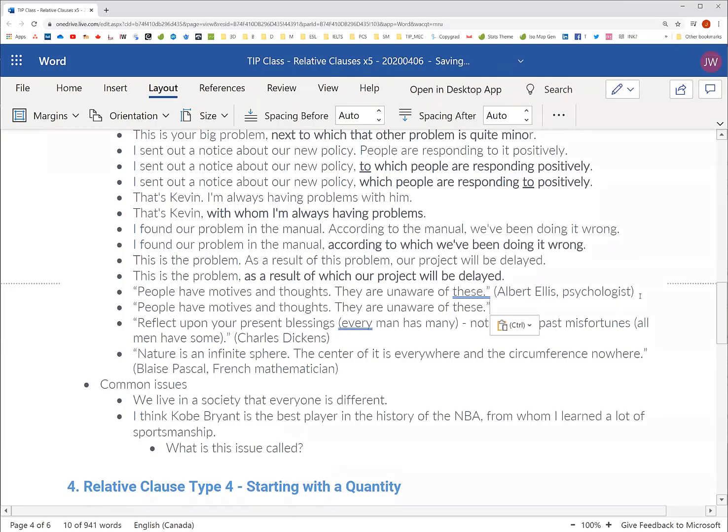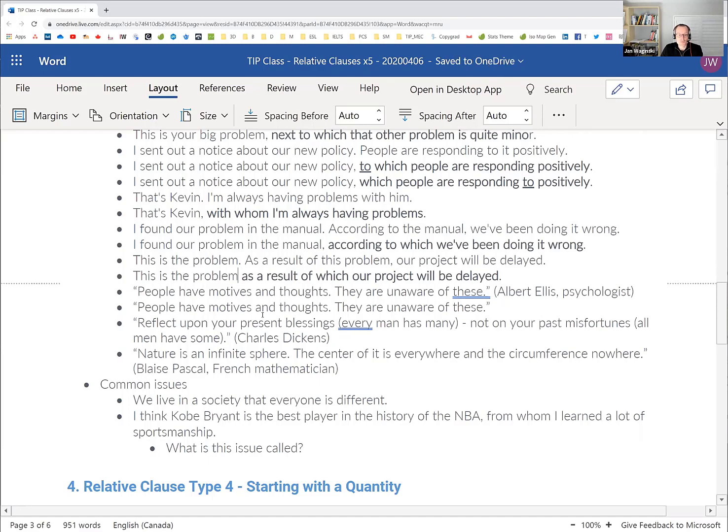People have motives and thoughts, comma, people. Remember, you don't always need a comma. Like in this case, this is the problem as a result of which your project will be delayed. In many cases, you don't need a comma. People have motives and thoughts. Of whom? Whom is only for people.